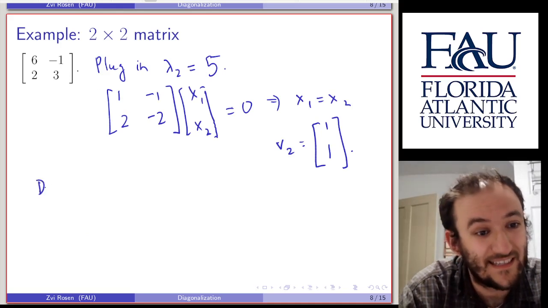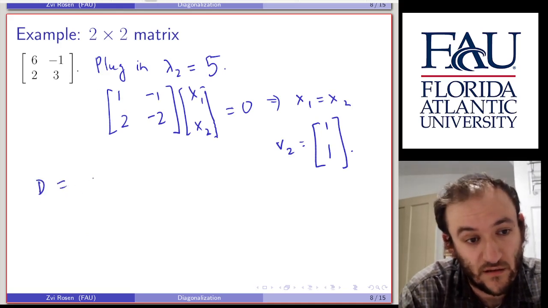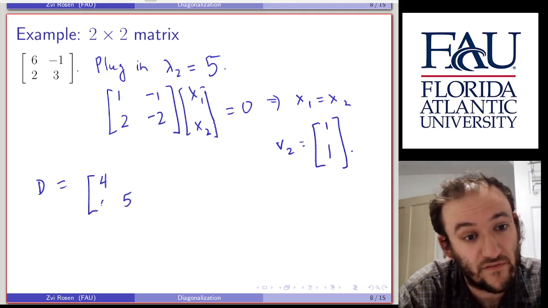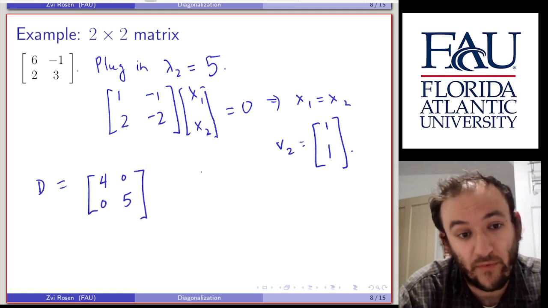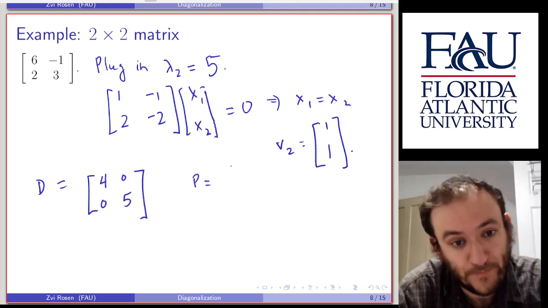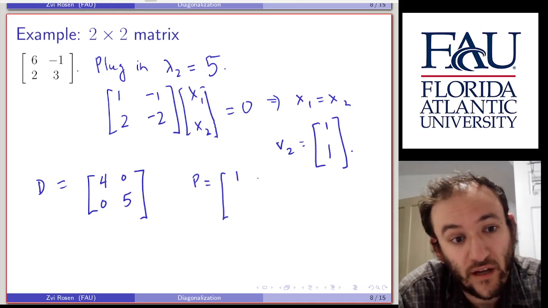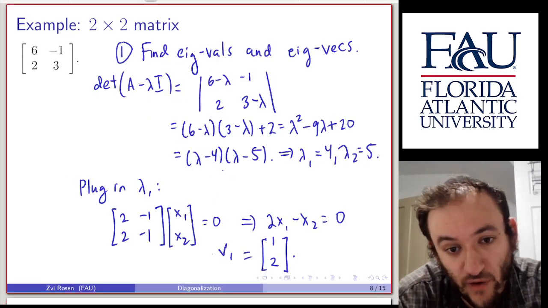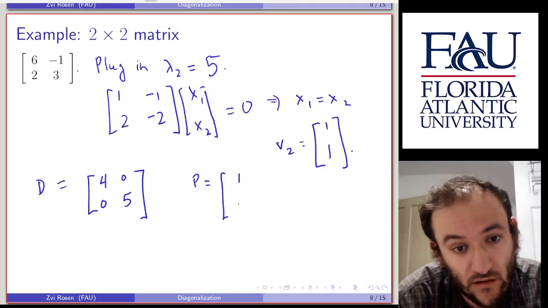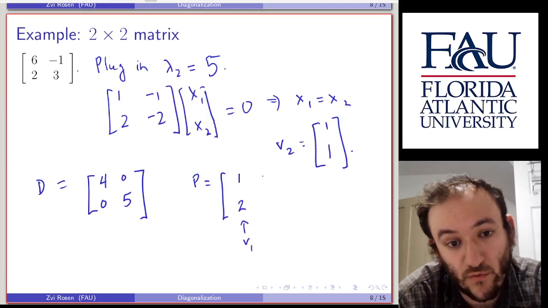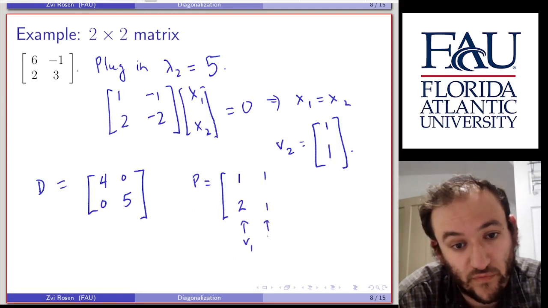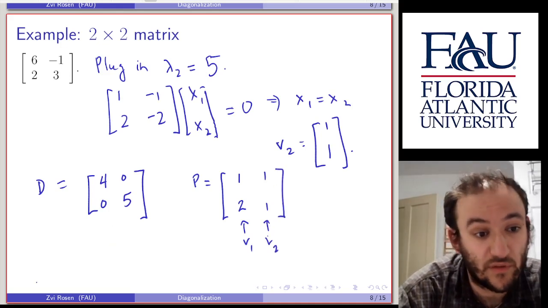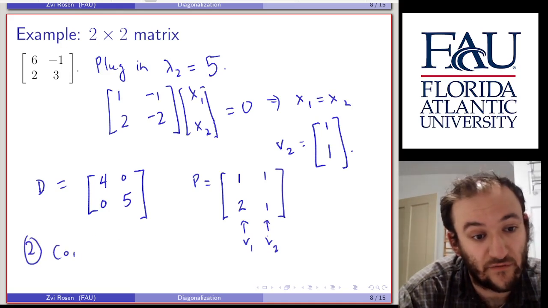So we know that our matrix D is going to be the one with the eigenvalues on the diagonal. That's 4, 5. And our matrix P is going to be the two eigenvectors in a row, 1, 2, and 1, 1. This corresponds to eigenvector v1, and this one corresponds to eigenvector v2. Okay, and now the next step is to compute P inverse.